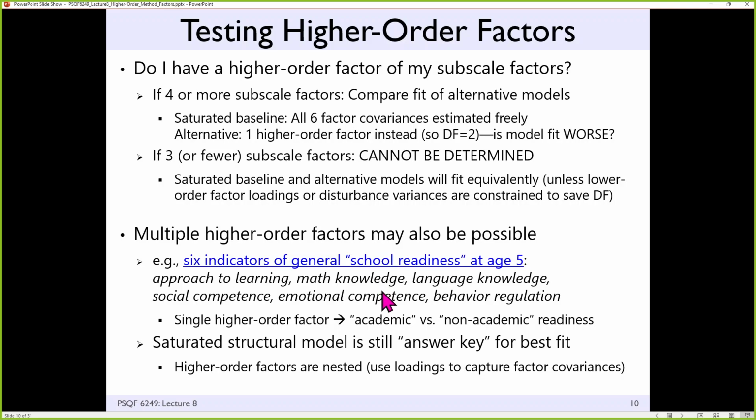So it turned out that she had 2 higher order factors. And so everywhere in her research questions and hypotheses, she had to adjust to talk about academic versus non-academic school readiness, and it turned out they did have different relationships to other things. So you're not stuck with just one higher order factor. You can have as many as is theoretically motivated. The key to this, though, is to make sure that you are comparing against the right benchmark, which is a saturated structural model where all the covariances get to be what they want. Then you can see if your higher order factor accurately reproduces those in terms of model fit.